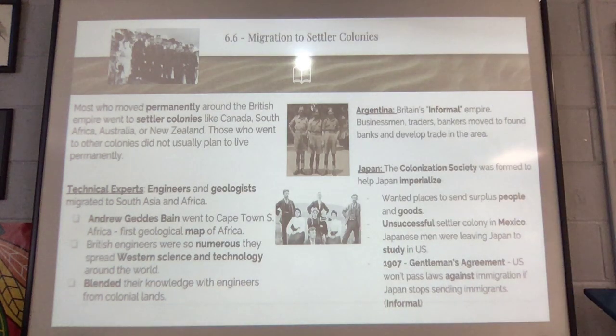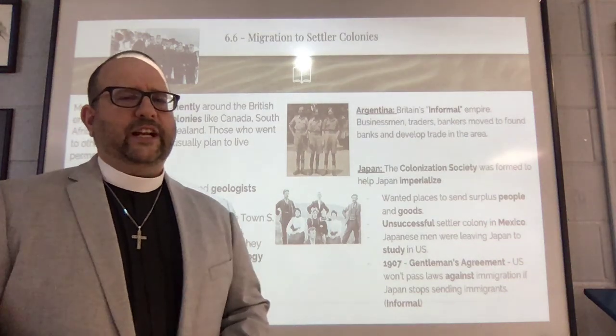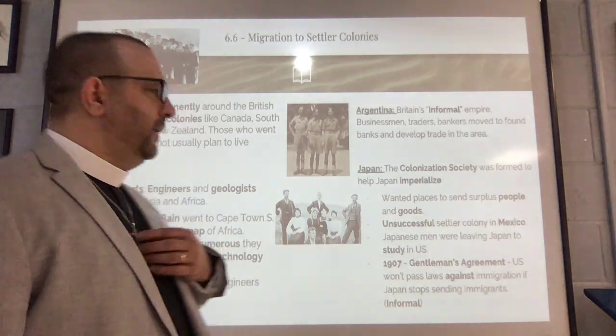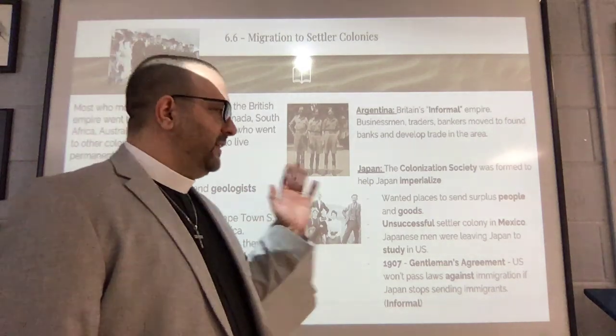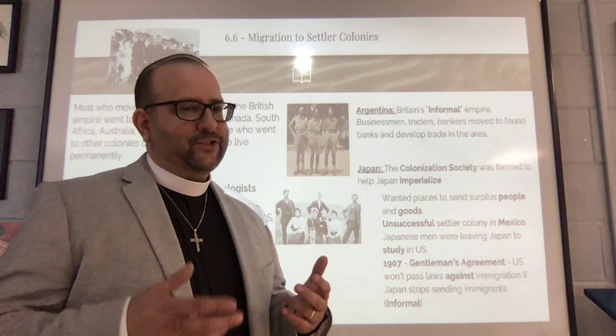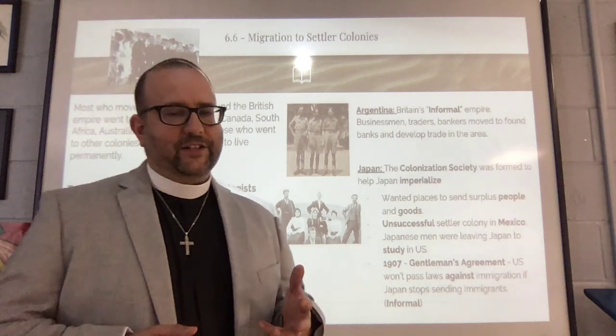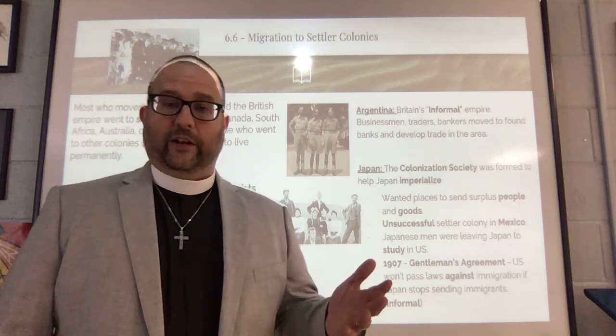In Argentina, now in South America, it's called Britain's informal empire, where businessmen, traders, bankers moved to found, they established banks and they developed trade in the area. So Argentina does have a place in this story as well, as does Japan. The Colonization Society is formed to help Japan imperialize, because Japan's power is definitely starting to grow, and all that's going to come to a head in 1902 when they fight Russia in the Russo-Japanese War, and they win.